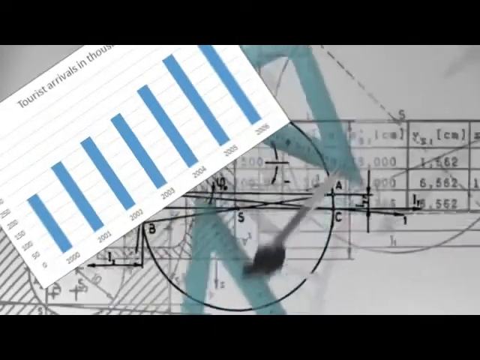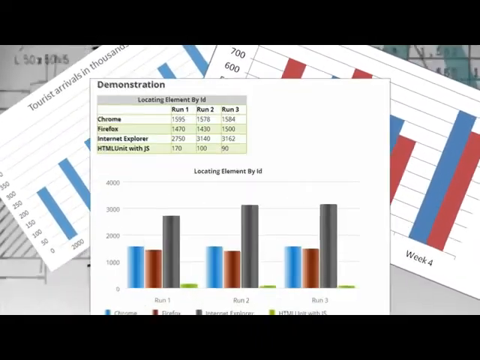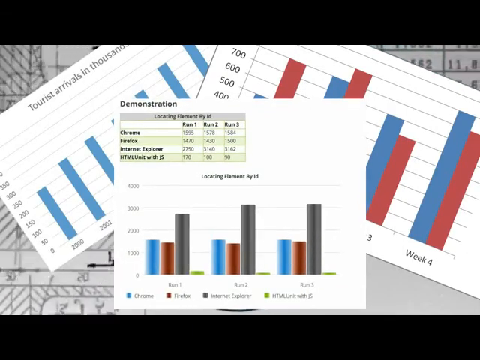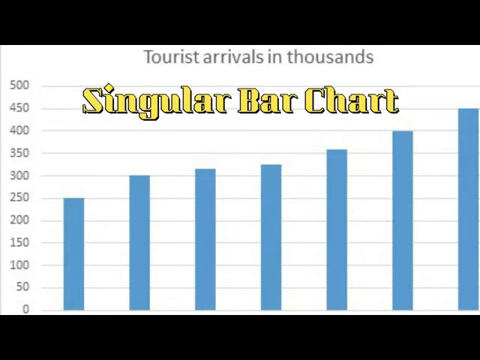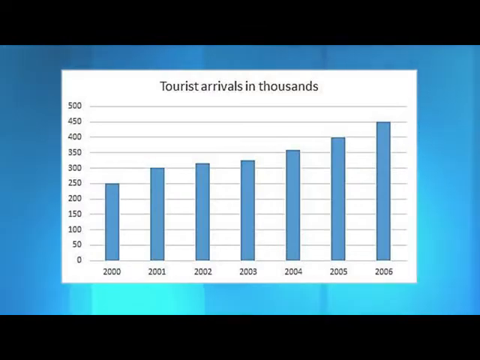There are so many kinds of bar chart. Bar charts are classified by how many bars are in one category. Some of them are singular bar charts, and then there is a double bar chart. So, how to read a bar chart? Like this singular bar chart, this bar represents the tourist arrivals in 1000s in 2000. There are 250 tourists. That's how you read the singular bar chart.